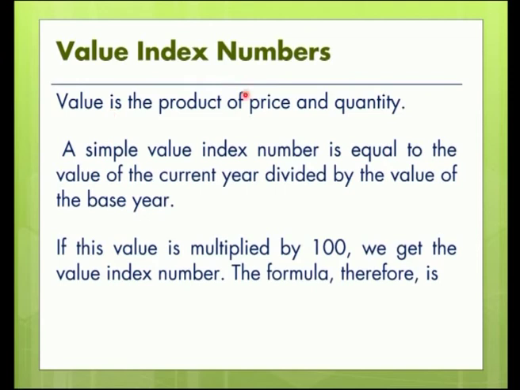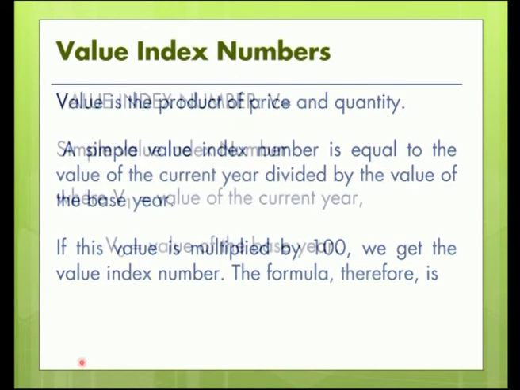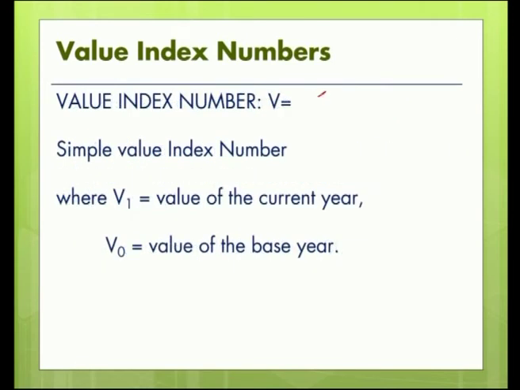Value, we have seen, is nothing but the product of price and quantity. A simple value index number is equal to the value of the current year divided by the value of the base year. If this value is multiplied by 100, we get the value index number. Simple means just current year by the base year. So, the formula is therefore value index number is summation P1 Q1 by summation P0 Q0 into 100.